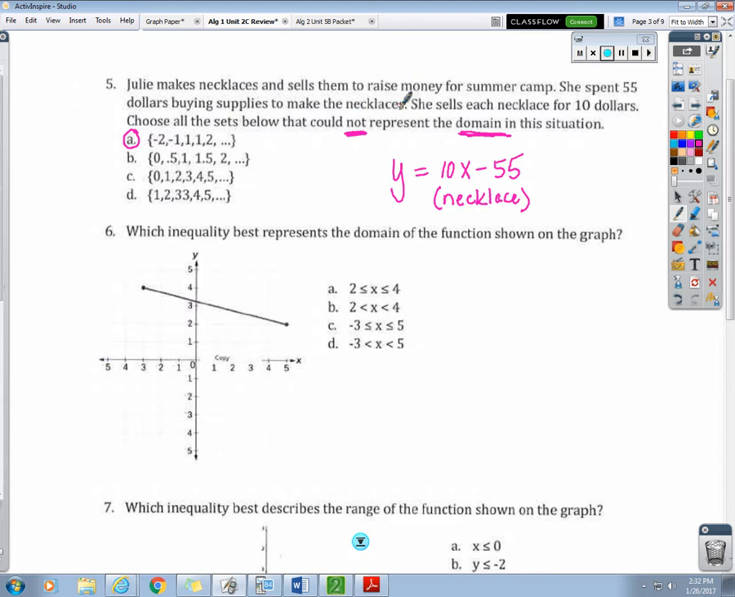Okay, B, right, because this is one of those choose-all-that-apply questions. Choose all the sets below that do not represent the domain. Can you sell 0.5 of a necklace? No, you cannot. So it would not represent the domain. So it's the right answer.